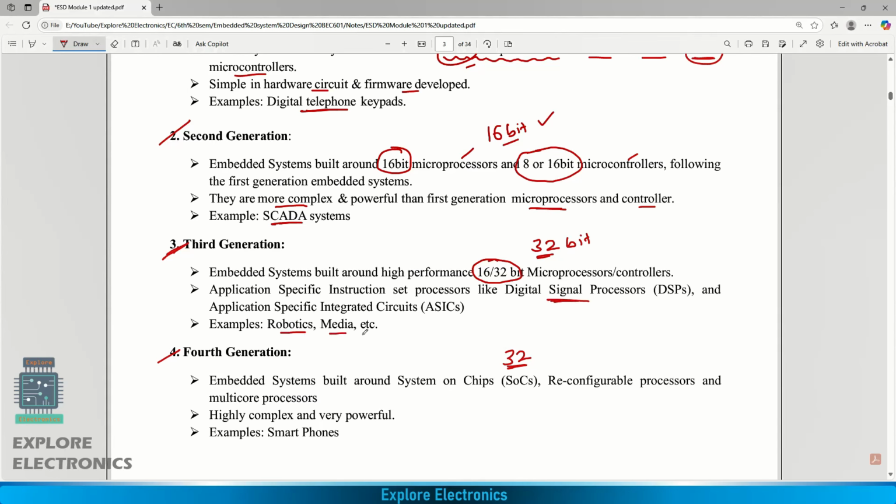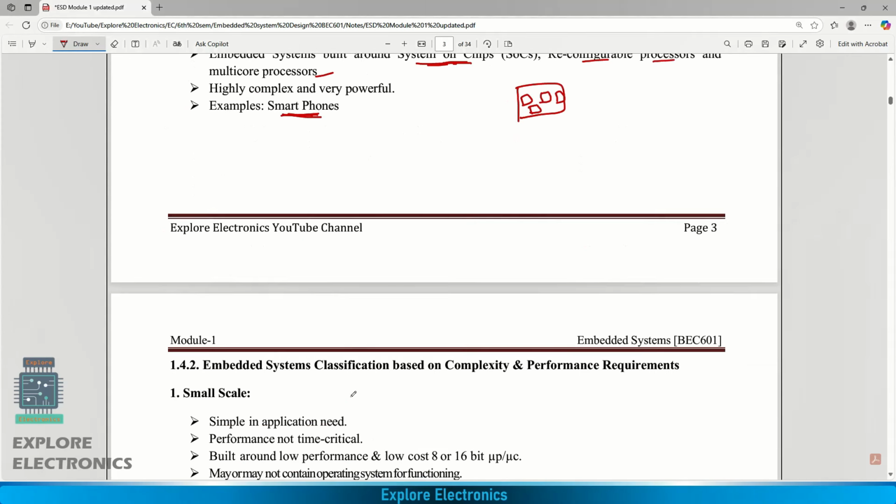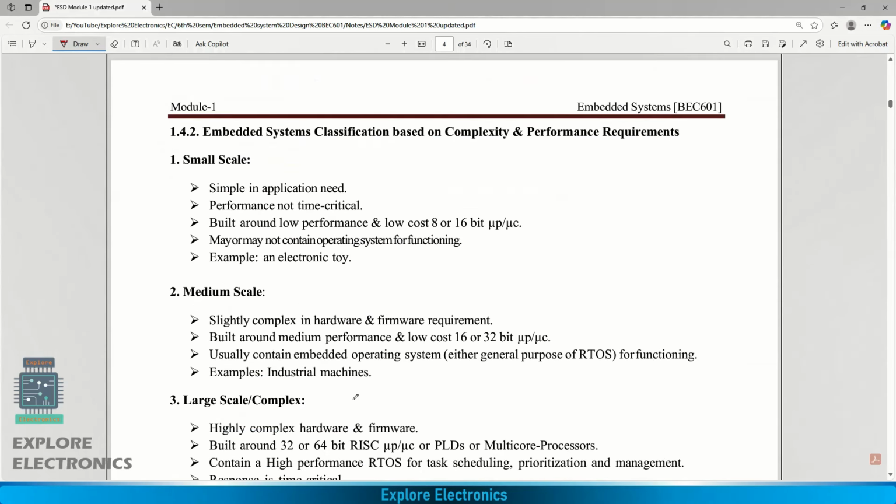Robotics and media is an example for this. In fourth generation, SoC, that is system on chip. In a single chip, you will be having multiple chips inside, so we call it system on chip. The complete system will be there in a single chip. Reconfigurable processors and multi-core processors come into existence in fourth generation. The examples are smartphones. It is very complex and powerful. So that is all about the classification based on the generation.